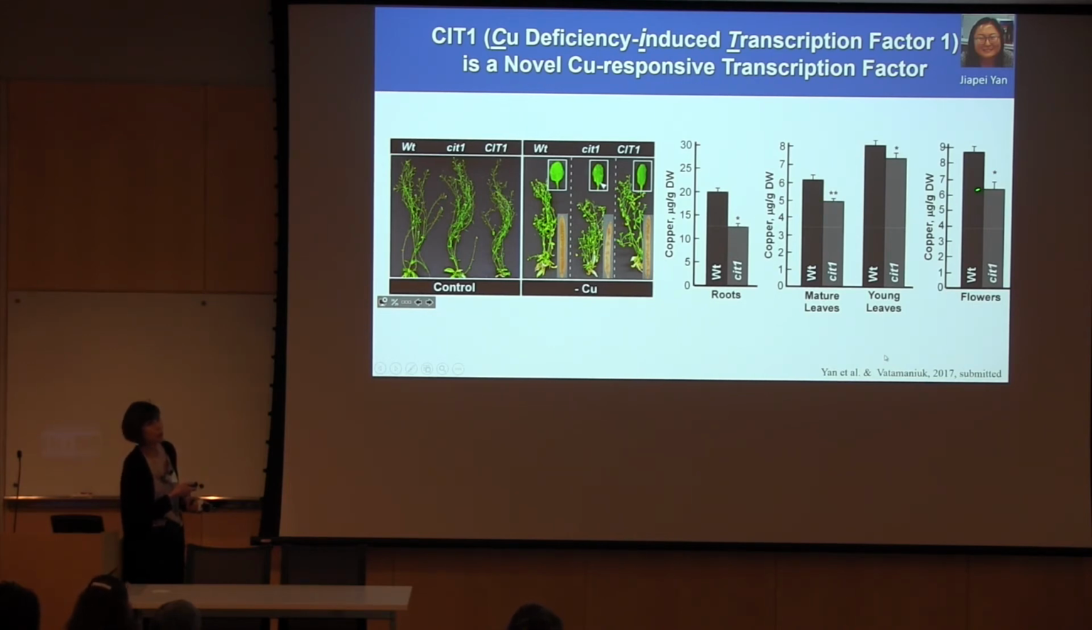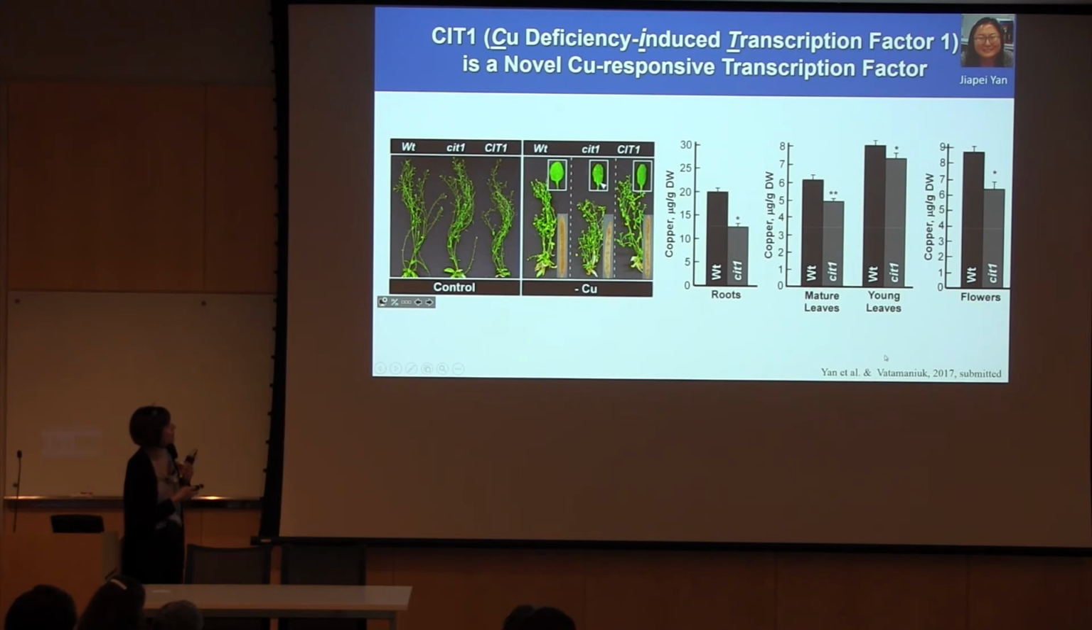And we also analyzed flowers, because remember I mentioned that copper was always mentioned as needed for fertility. So we analyzed copper accumulation in flowers of the mutant, and it had less. And also what is noticeable here is that there were fewer seeds in a silique.